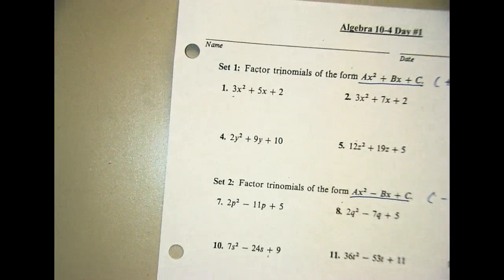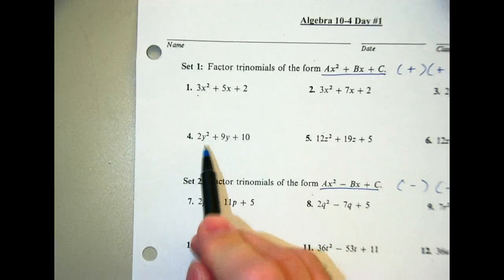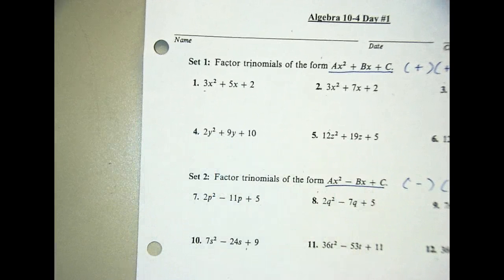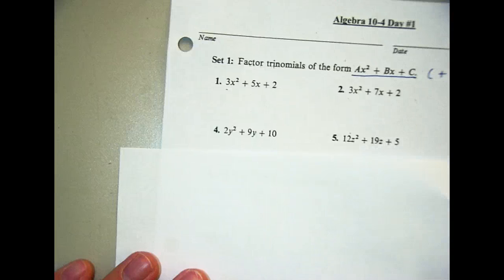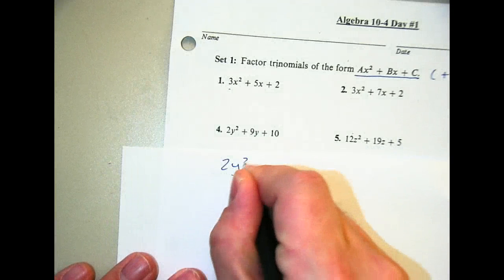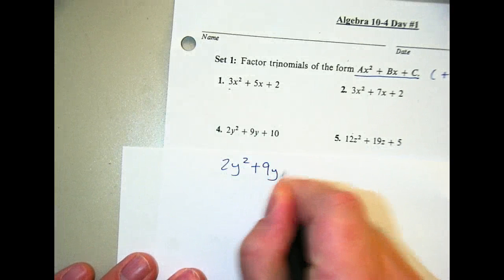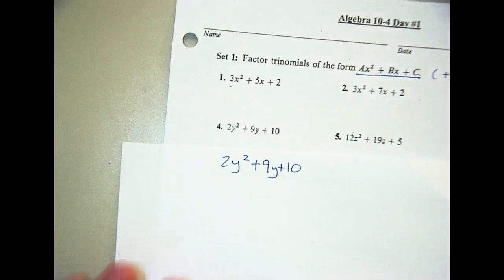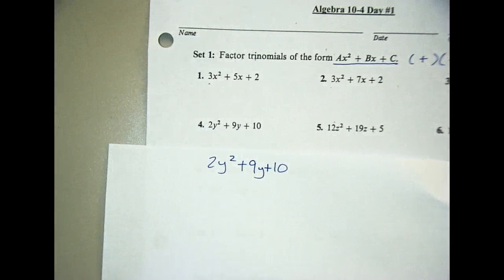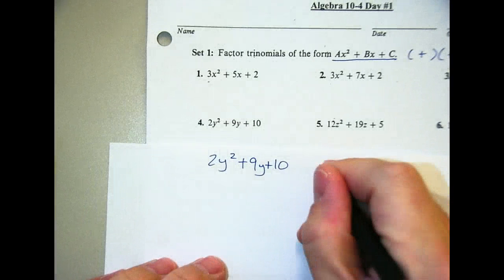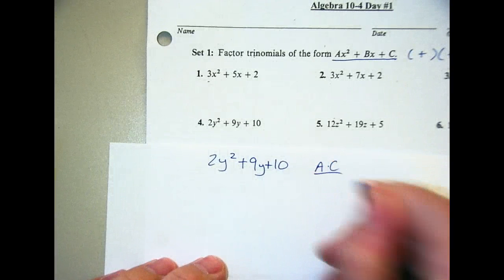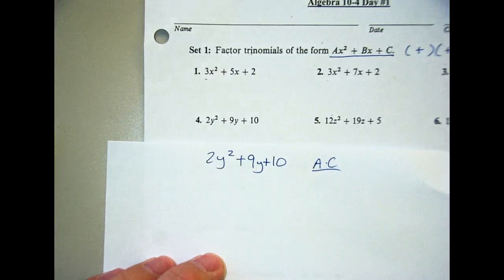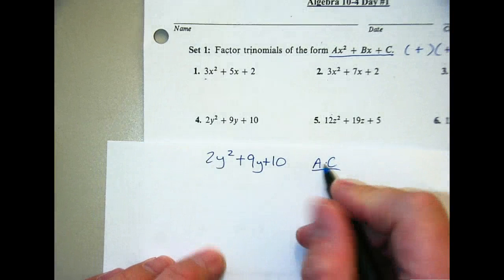All right, number 4 right here. I want you guys to get as far as you can using your steps. You can add it to your notes. As far as you can using your steps there: 2y squared plus 9y plus 10. Give it a go. Really good job. I know that some of you are still struggling on it. Use your notes. A times C.